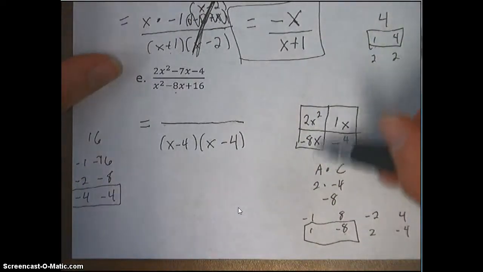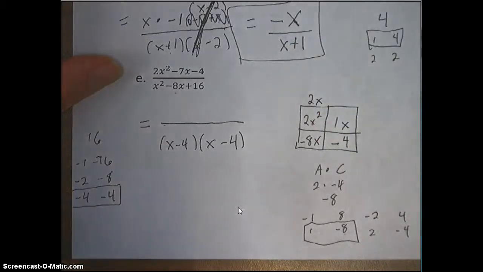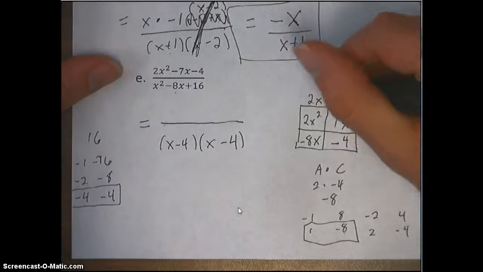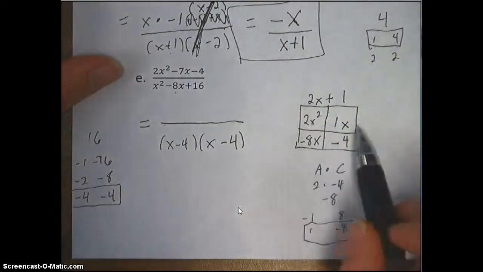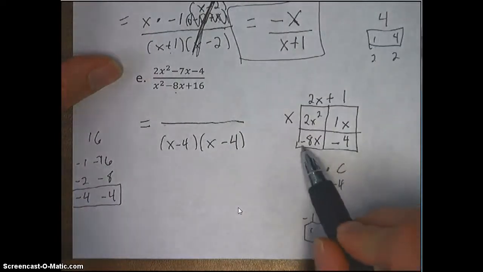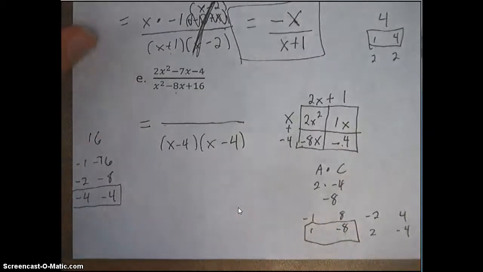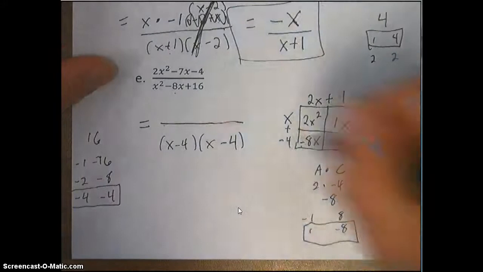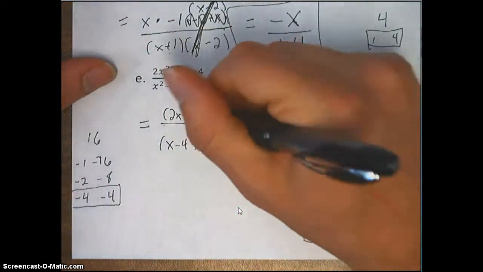What do 2x squared and negative 8x have in common? Well, they share a 2x. And what do 1x and negative 4 have in common? Well, they share a factor of positive 1. How about over here? What does 2x squared and x have in common? That's just an x. And how about negative 8x and negative 4? Well, they share a negative 4. So here are my 2 factors on the top and on the side of the box. I've got my 2x plus 1 and my x minus 4.